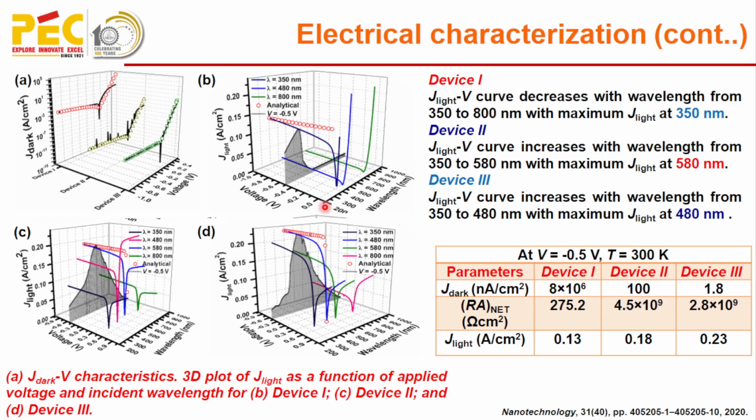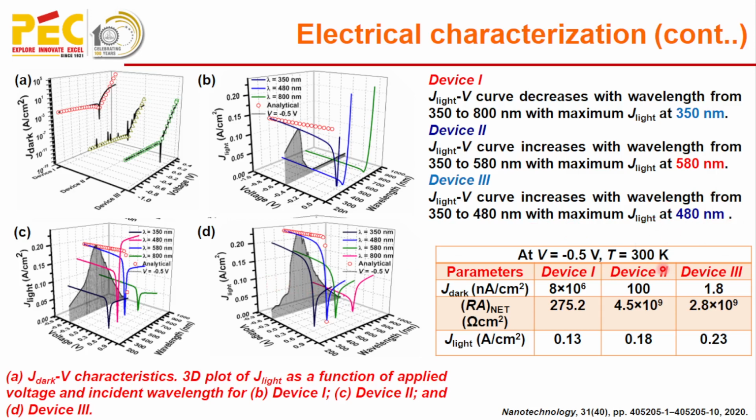Similarly, in device 2, the J light versus voltage curve increases with the wavelength from 350 to 580 nanometers, with the J light maximum at 580 nanometers, and it is the center wavelength for device 2, because in this case the zinc oxide and bilayer graphene absorb the light. In the case of device 3, the J light versus voltage curve increases with the wavelength from 350 to 480 nanometers, with a maximum light intensity at 480 nanometers. This is due to the cumulative effect of the zinc oxide nanowire, bilayer graphene and silicon. That's why there is a shift in the maximum to 480 nanometers.